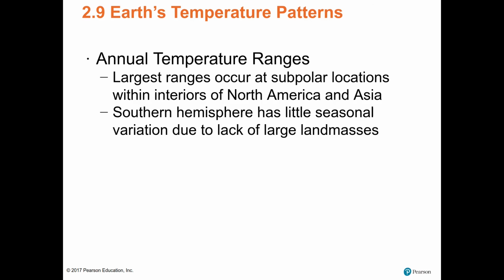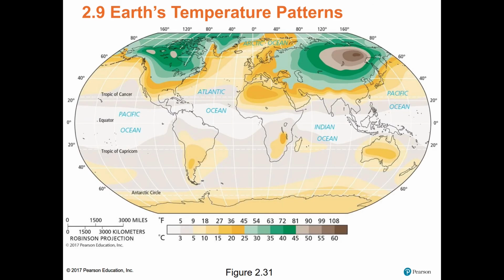Temperature ranges. Largest ranges at subpolar locations well inland. The southern hemisphere, there's nothing there. So here's the map out of the book. Across the tropics, we're looking at like a 3 to 5 degree range between summer and winter.